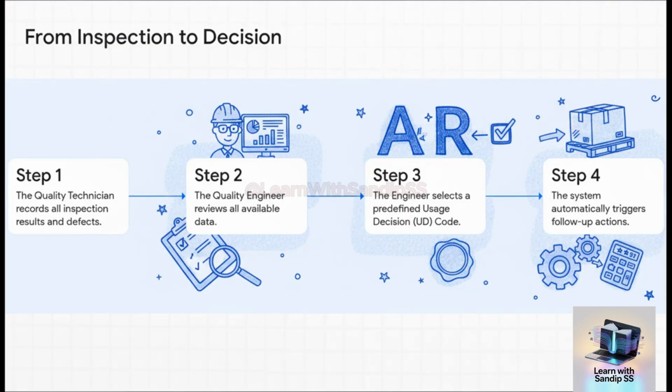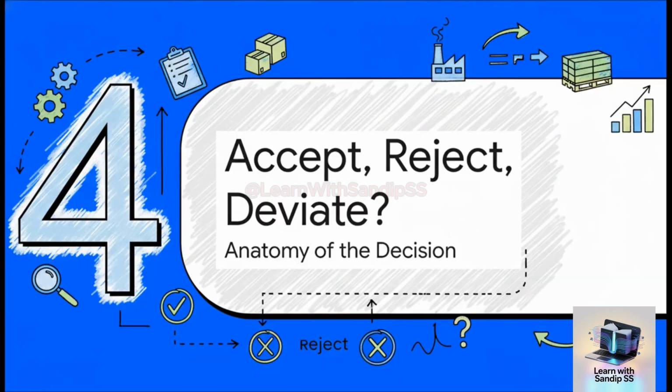So it all starts with the technician on the floor, plugging in the facts. Then, step 2, the engineer comes in to analyze that data. Step 3 is the key moment. They pick a specific code. But what's really cool is step 4, because that's where the system just takes over and automates everything that happens next.